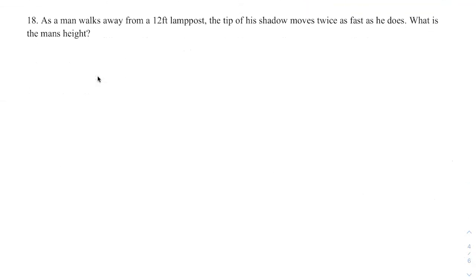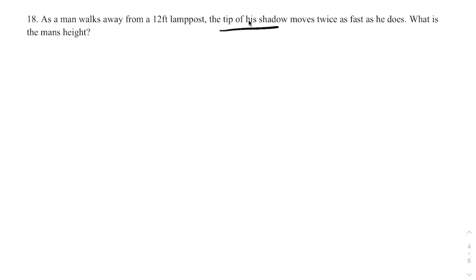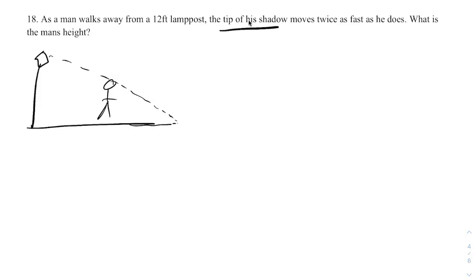As a man walks away from a 12-foot lamppost, the tip of his shadow moves twice as fast as he does. So this is what I was talking about earlier. The tip of his shadow is different than his shadow. His shadow is the whole thing. Let's draw a picture first, right? So here's my lamppost. Here's our person walking. And then here's the tip of his shadow. So when they say that, they mean all of this.